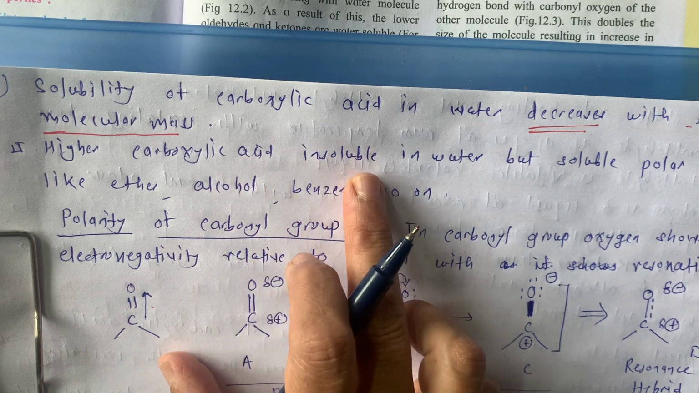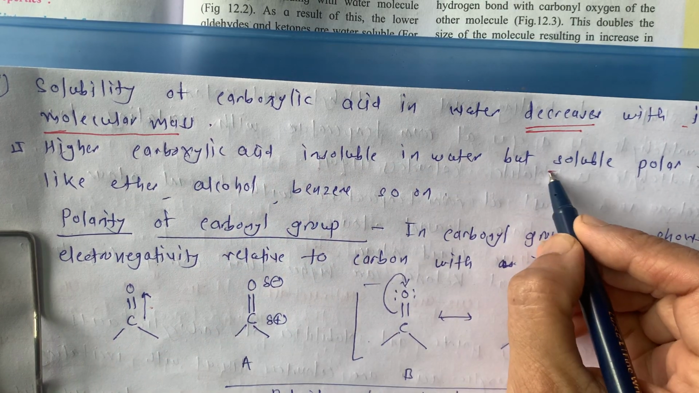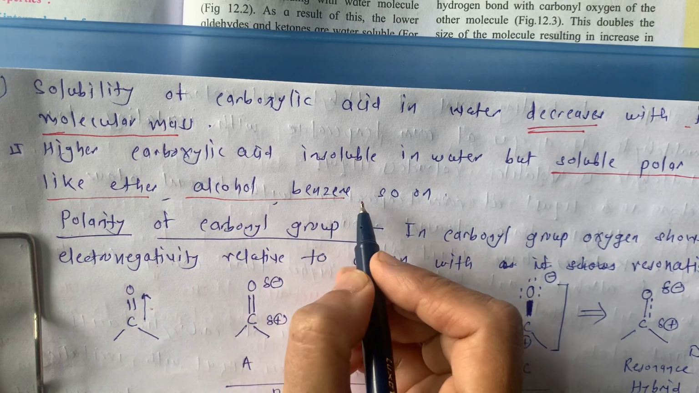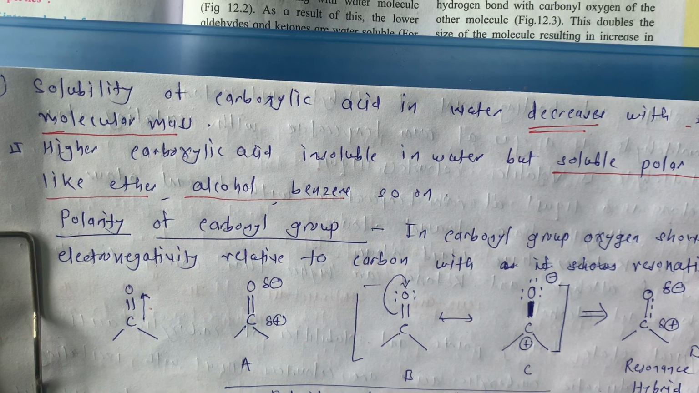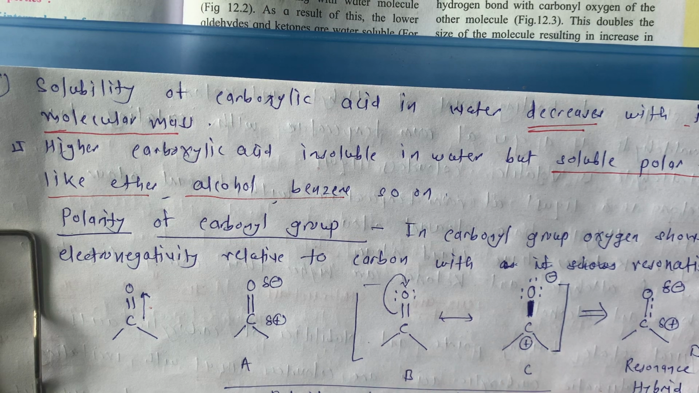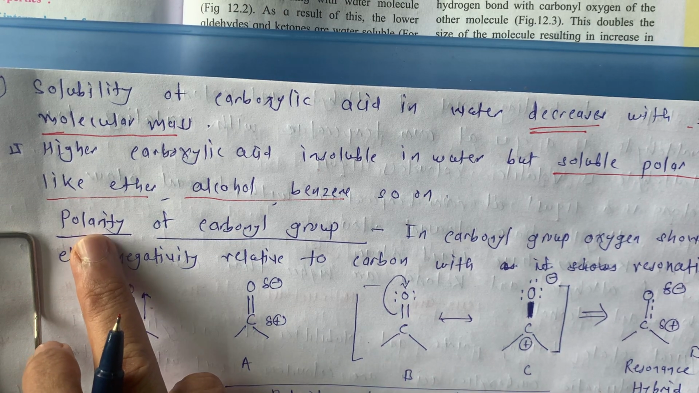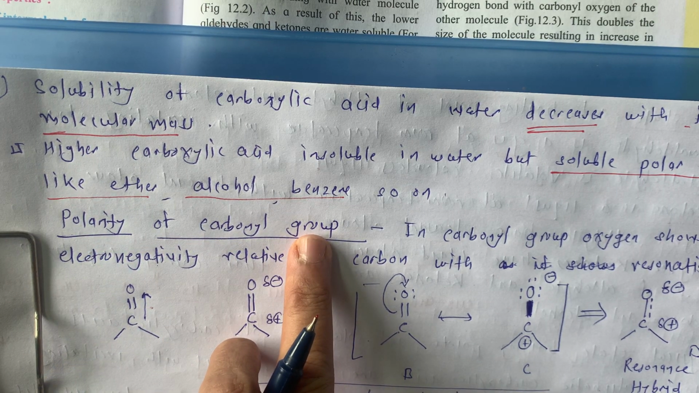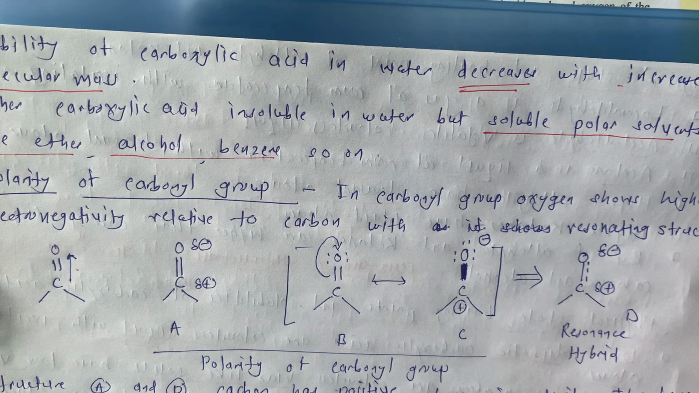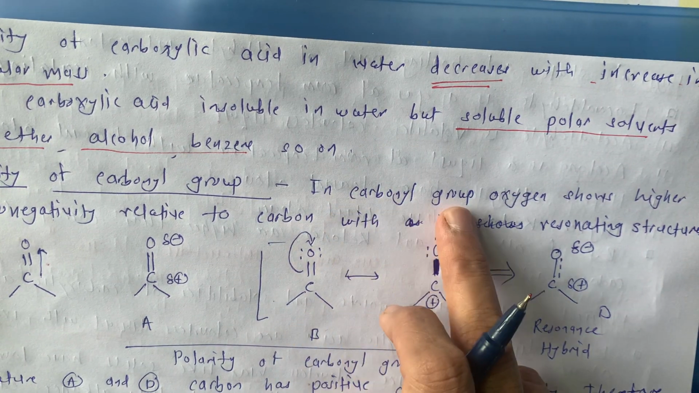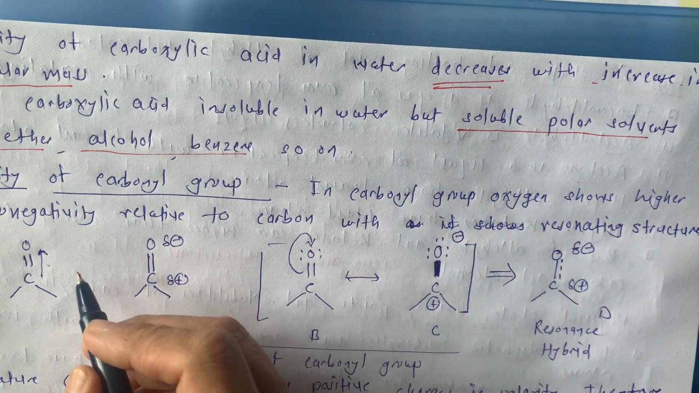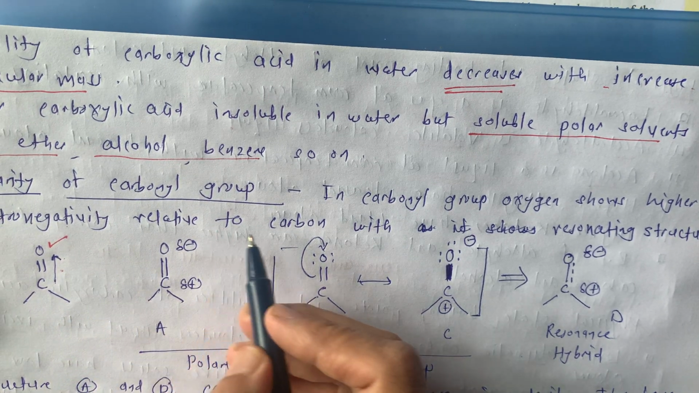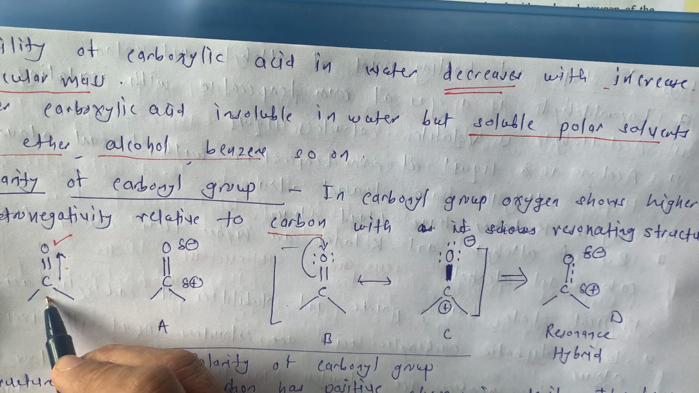Higher carboxylic acids are insoluble in water but soluble in polar solvents like organic solvents, ether, alcohol, benzene and so on. Okay. Why is this so? This is due to the polarity of the carbonyl group. Now what is this polarity of the carbonyl group? In the carbonyl group, oxygen shows higher electronegativity relative to this carbon.